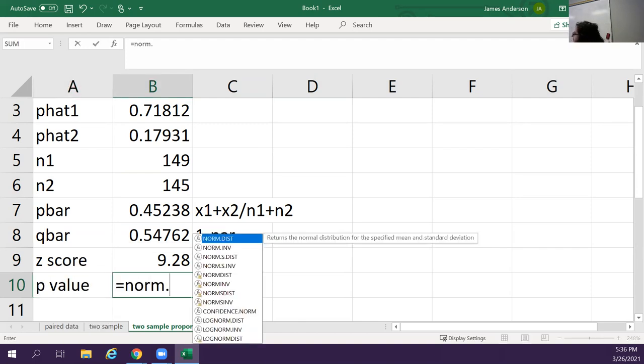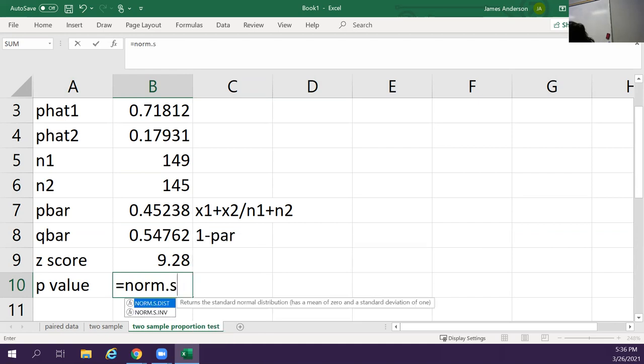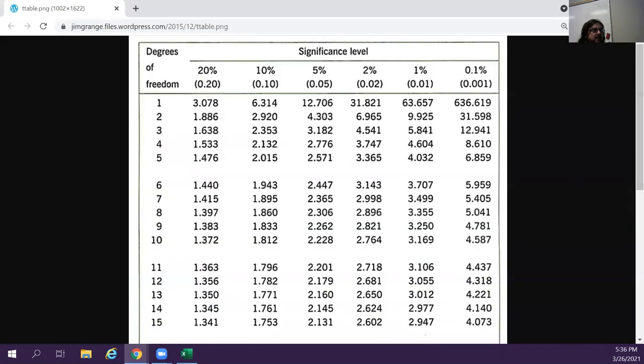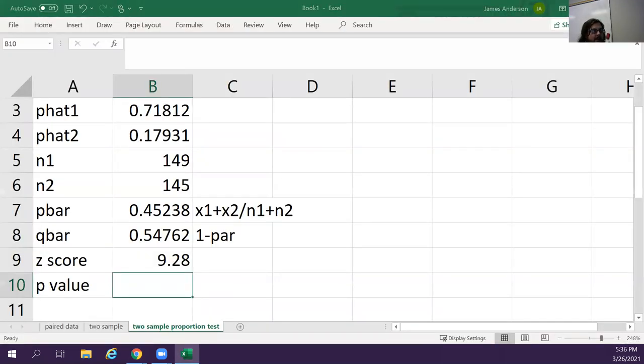Equals norm.s.dist. I forget how to look it up. Give me a second, I'll make sure I get it right. So from a normal standard, I was right, it was norm.dist.